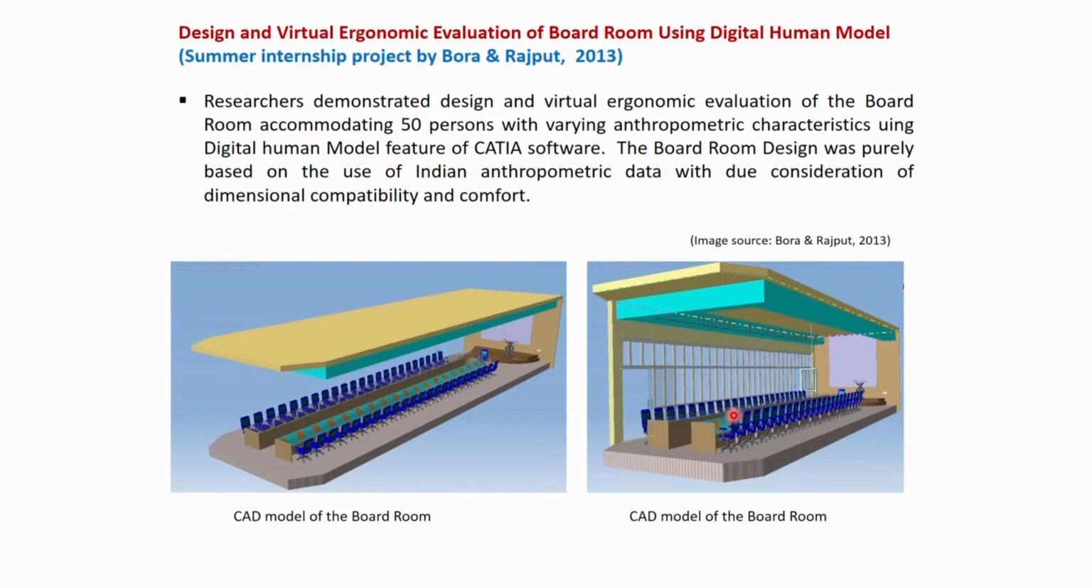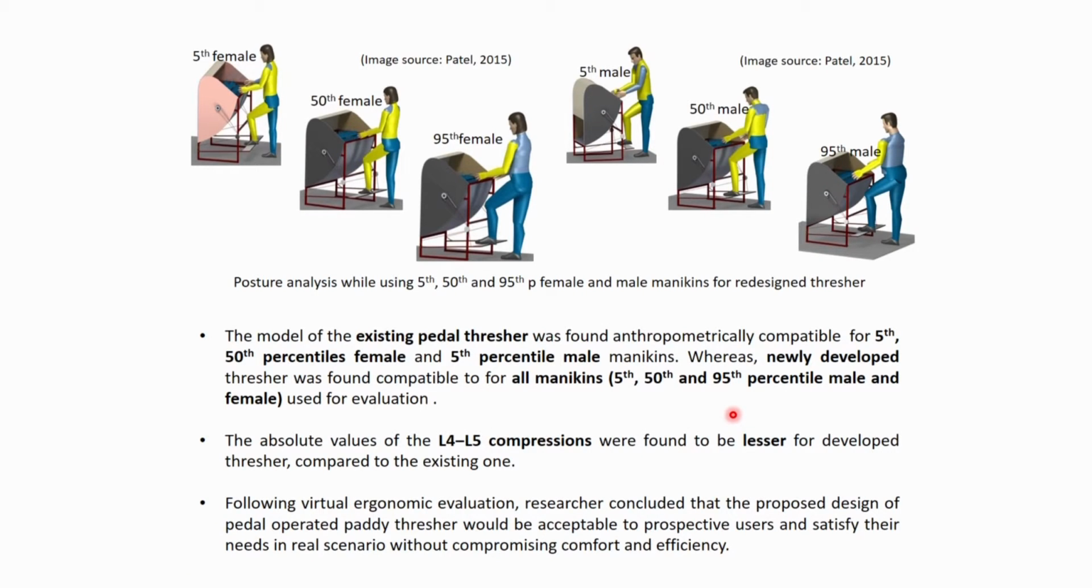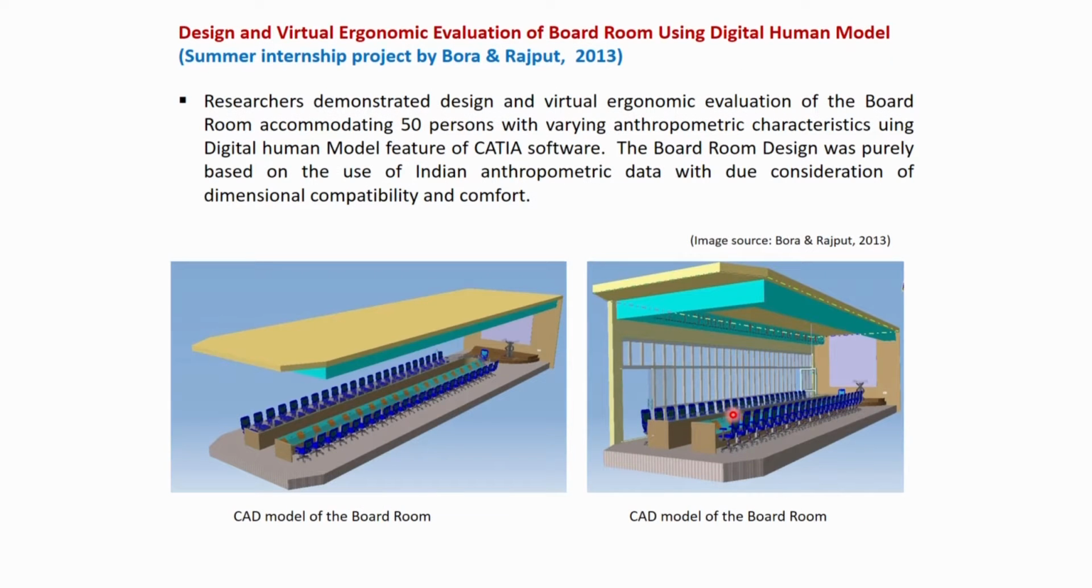So after discussing these four product models, one was shoe rack design, another was ergometer, then we discussed the knapsack sprayer, then the paddy thresher. Now we are moving to a few case examples of some workstations. Whatever we are going to discuss now is actually not reported; these are summer internship projects by different students.